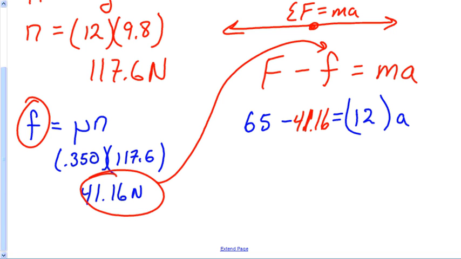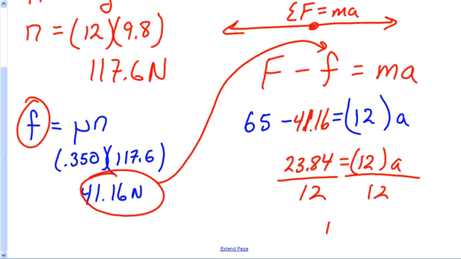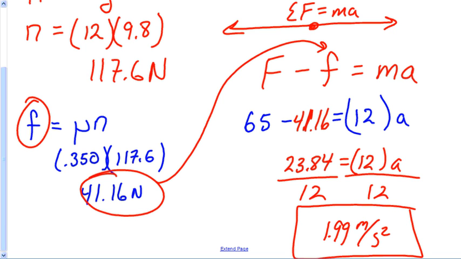Now subtract the difference. 65 minus 41.16 is 23.84. And that's equal to 12a. So now divide both sides by 12. 1.99 meters per second squared, and kapowie, I have done that problem. So that was the only trick to it: just subtract the two forces.